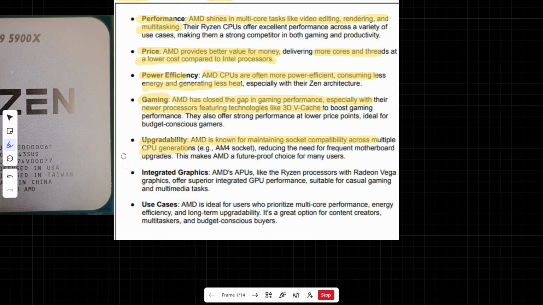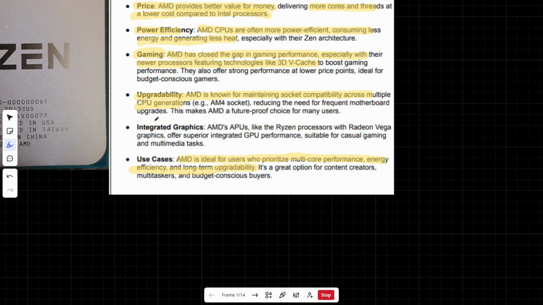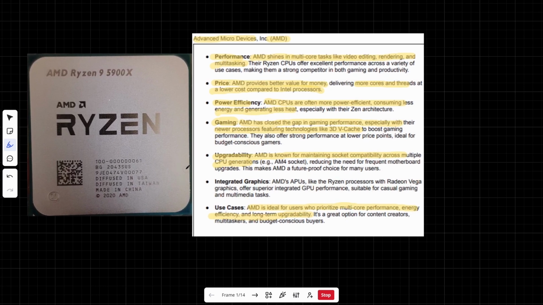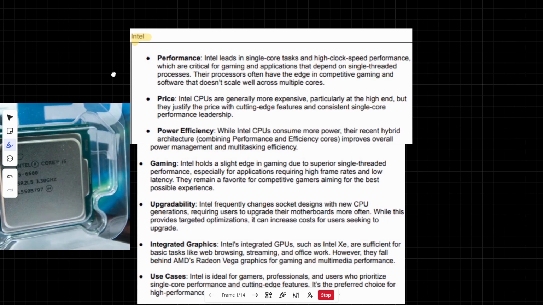All right. So look, at the end of the day, AMD is ideal for users who prioritize multi-core performance, energy efficiency, and long-term upgradability. Right? That's the key. Long-term upgradability is going to be a big one there, guys. So holding all that in our brain, let's go ahead and have a look at the other one, which is Intel. All right. Having a look at Intel.